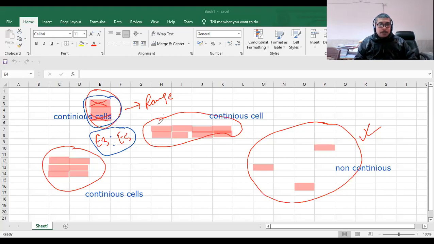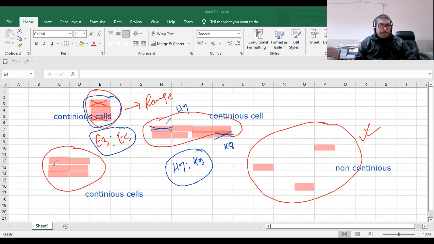Now come toward this. The first cell is this. What is the address of this cell? It will be H7. And what will be the address of this? It will be K8. So what will be the address of this range? H7 to K8. This will be the address of this range.